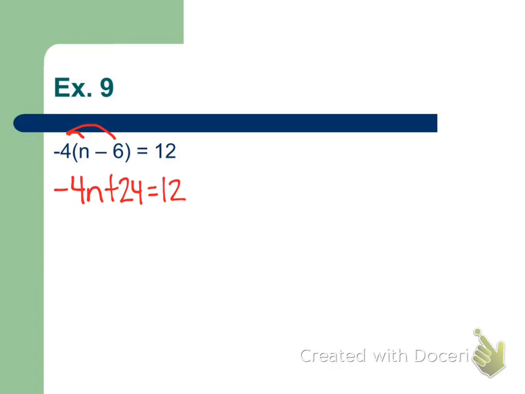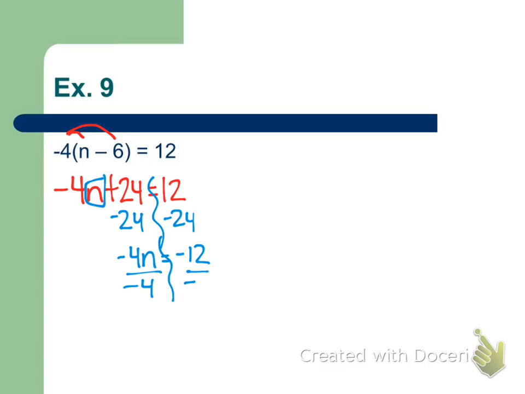From here, I hope we all can recognize that we would subtract 24. That gives us negative 4n equals negative 12. And then divide by negative 4. n equals 3. But that's not the only way to do it.